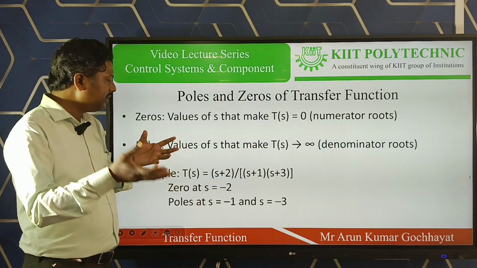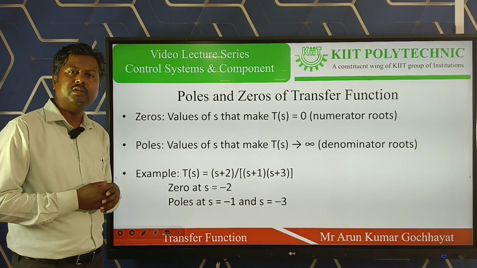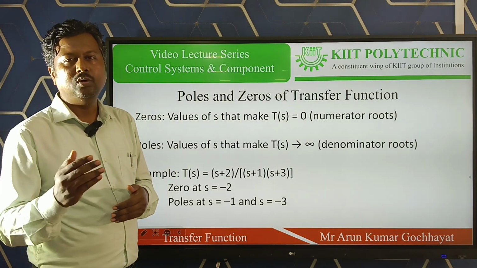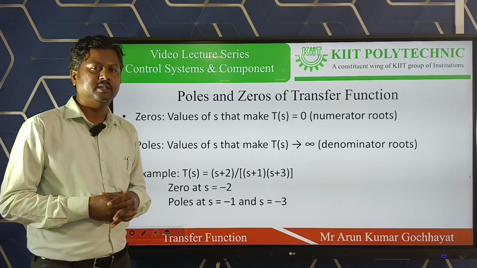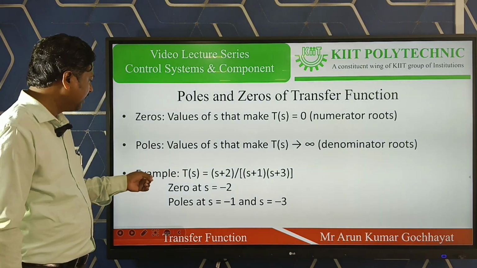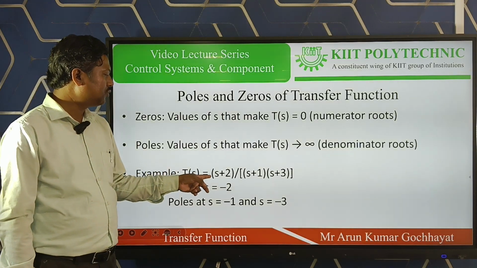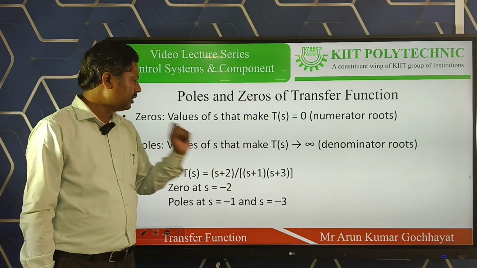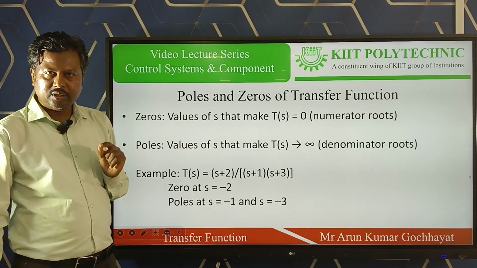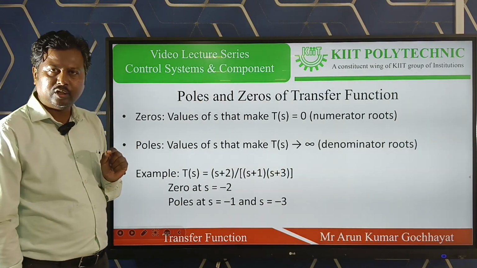Now after deriving those poles and zeros, we need to look at them over the S plane, which we will discuss in the next slide. Here is an example. Here the transfer function is given as (s plus 2) divided by (s plus 1) times (s plus 3). So to find the zeros, we need to take the numerator part.